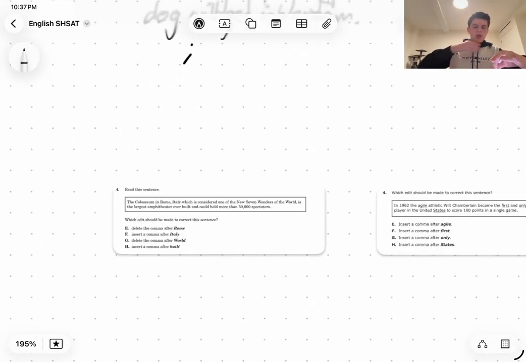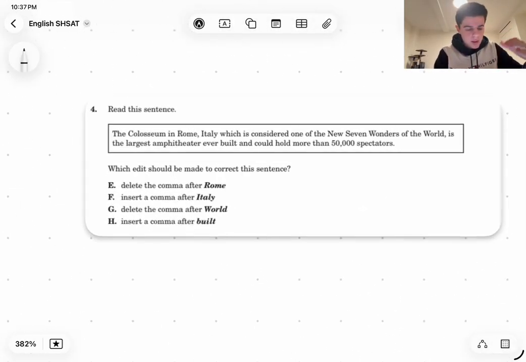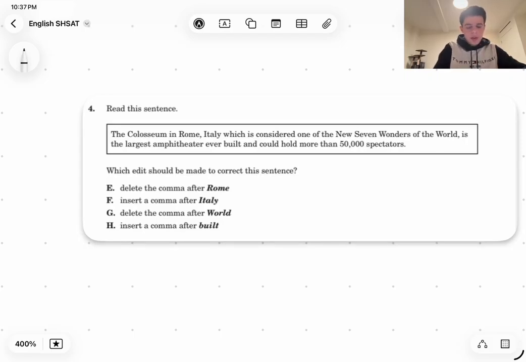Okay, let's look at some example problems. So first we have, read the sentence. The Colosseum in Rome, Italy, which is considered one of the new 7 wonders of the world, is the largest amphitheater ever built and could hold more than 50,000 spectators. Which edit should be made to correct the sentence? Delete the comma after Rome. Well, the Colosseum in Rome, Italy, right? We naturally pause there, so I don't think that's a very smart answer, right?